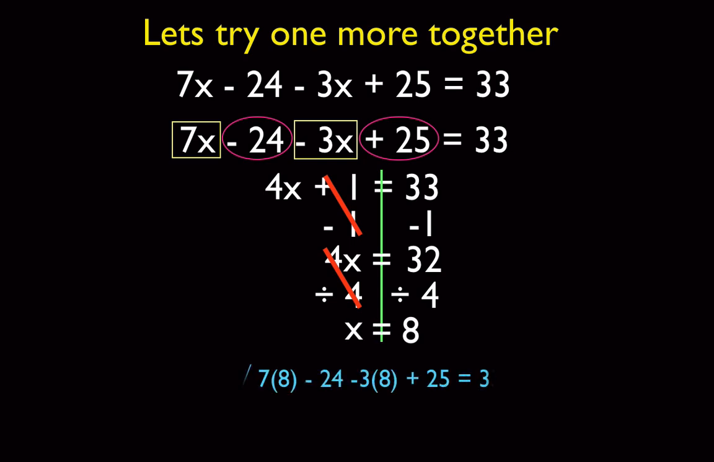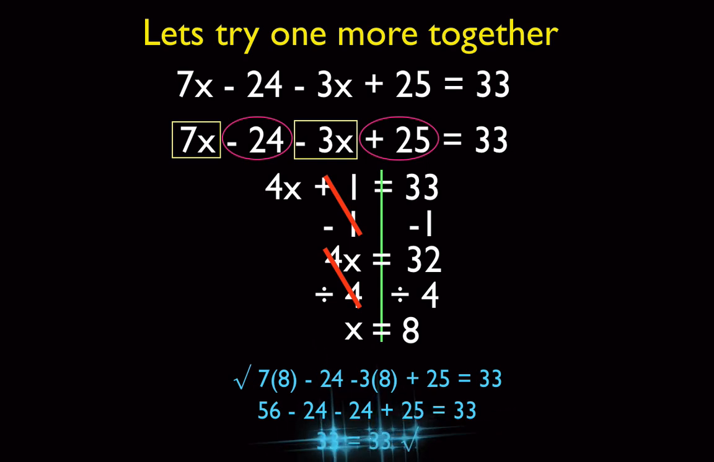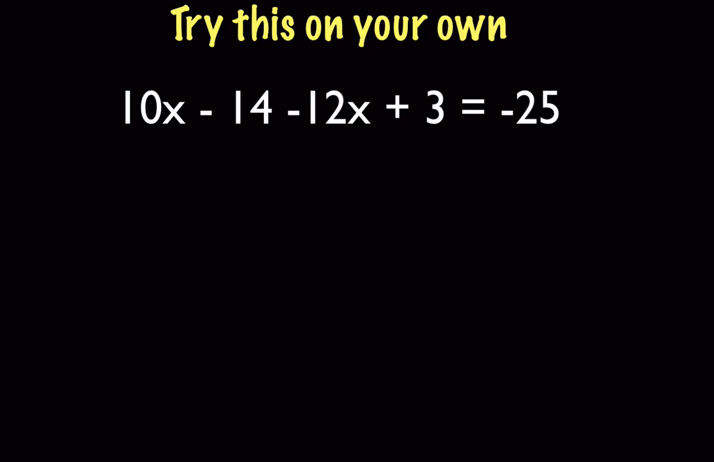All we have to do from there is plug in that 8. Again, I know that looks complicated, but if you just skip to the second step, which is 7 times 8 is 56, minus 24 plus 25, you do in fact get 33, and we know for a fact that our answer is correct. All right, so pause the video, give this one a try. Please do the check, if not on the paper, then at least in your head, so you can double check that you think the answer you got is correct.